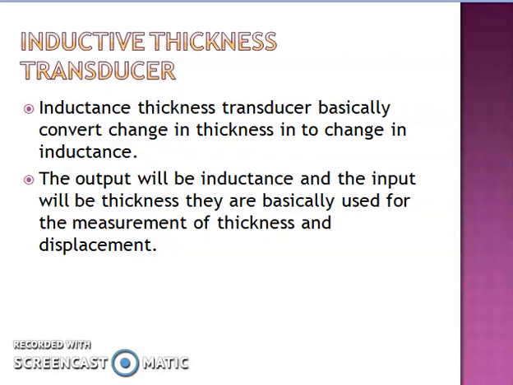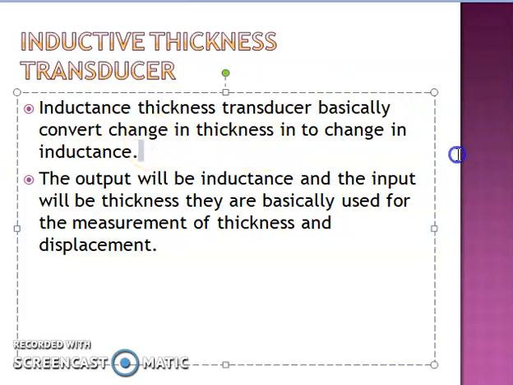In this case, we are going to measure the thickness. When there is a change in the material whose thickness we are measuring, there will be a change in self-inductance or mutual inductance. That is, the inductive thickness transducer basically converts the change in thickness into a change in inductance. The output will be inductance and the input will be the thickness. They are basically used for the measurement of thickness and displacement.